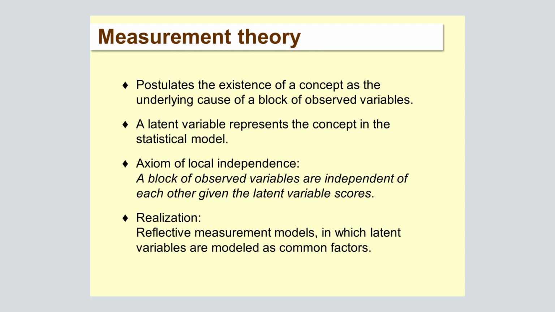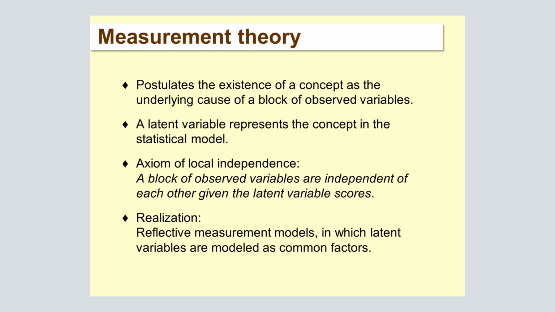If the phenomenon of interest exists without human intervention, then we should think of applying measurement theory. Measurement theory postulates that a concept exists and it is the underlying cause of a block of observed variables. In a statistical model, we would use a latent variable to represent this concept. The axiom of local independence helps to lay the link between the theoretical concept and the observed variables. It reads as follows: a block of observed variables are independent of each other given the latent variable scores.